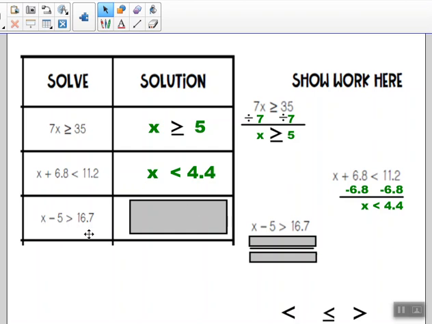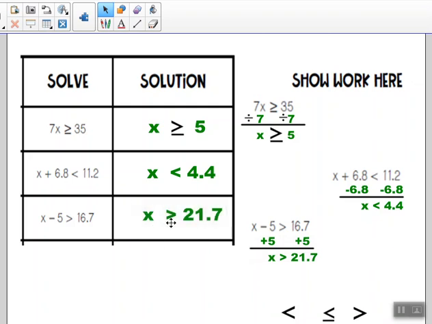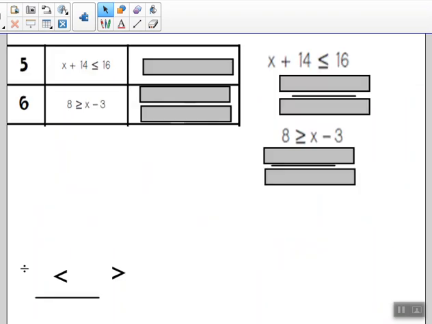In this third one right here, x minus 5 is greater than 16.7. So I want to get rid of minusing 5. So I add 5 to both sides. And if I add 5 to both sides, that gives me my solution right here. X is greater than 21 7/10. So my value for x needs to be more than this, and that would make this over here true. All right, so we're solving one-step inequalities, and that is how things are going.